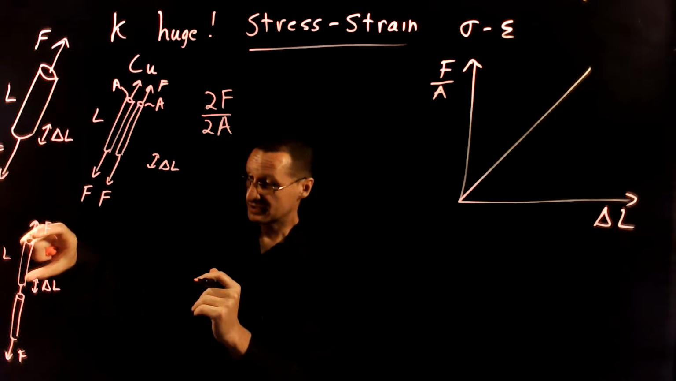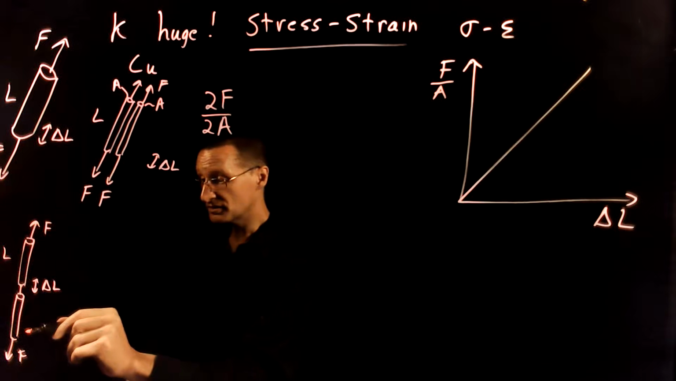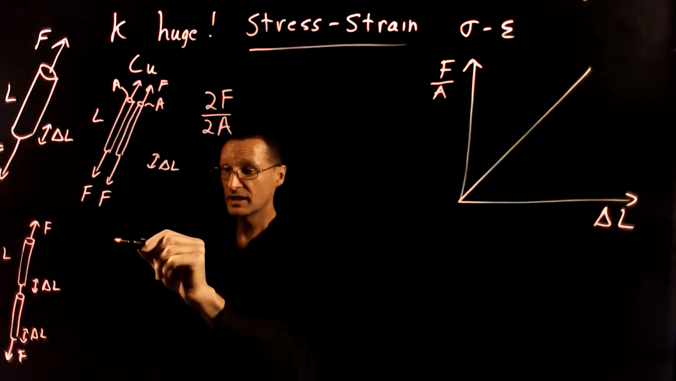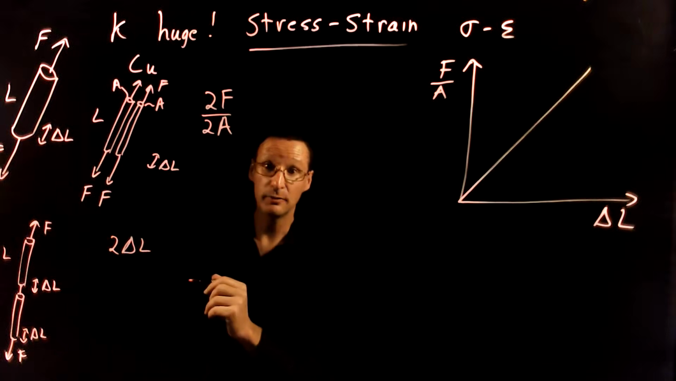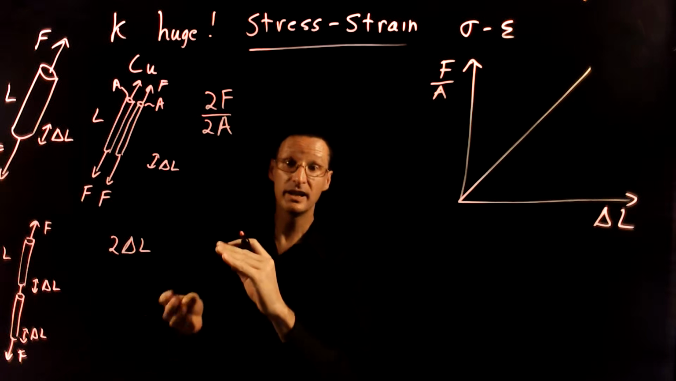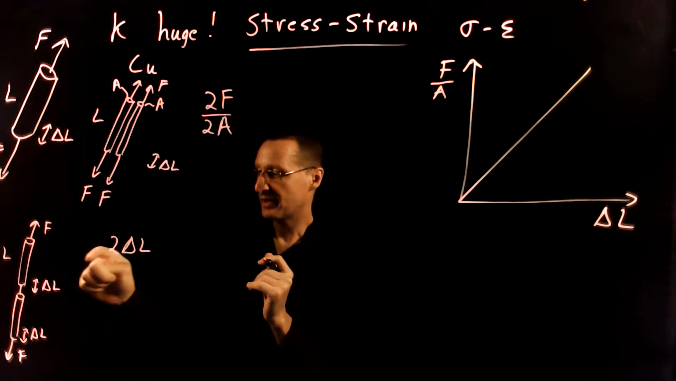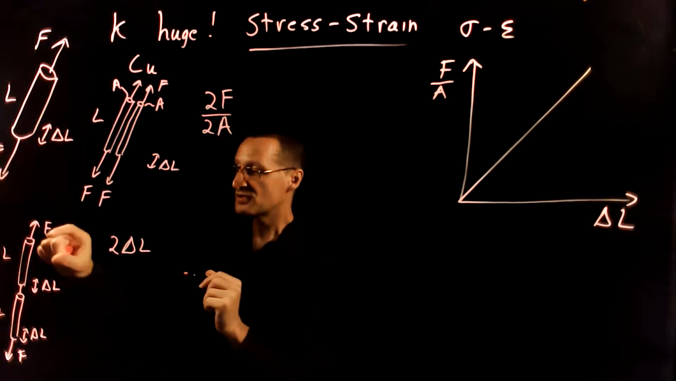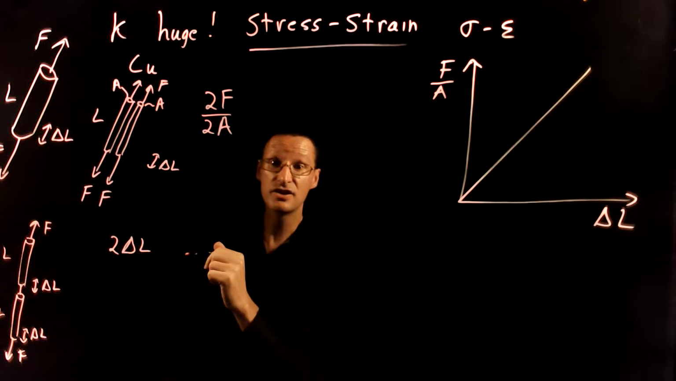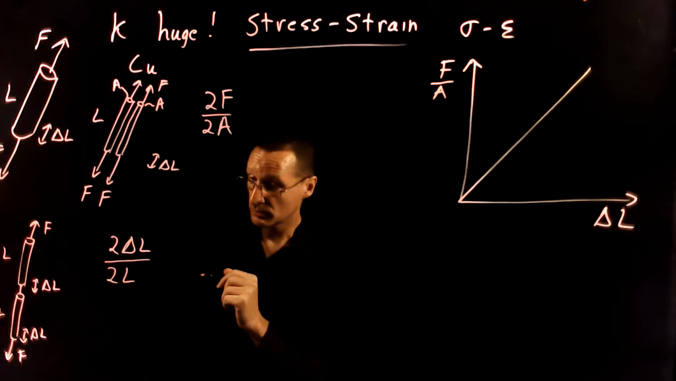This one will feel a certain tension, and it stretches by delta L. This feels the same tension. It's also going to stretch by delta L. And so the total stretch of this will be 2 delta L. This just says that longer wires will stretch more than shorter wires, right? So how can I correct this for the fact that the wire is longer? Well, there's two lengths of the wire L, and so the total length of this whole wire is 2L. So I just divide it by the total length.